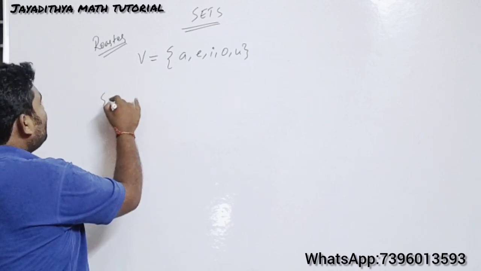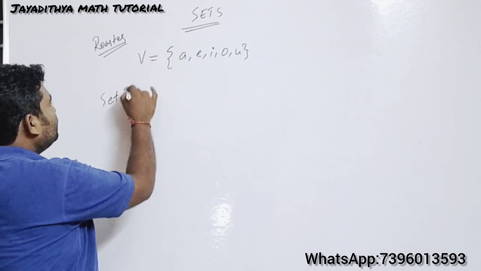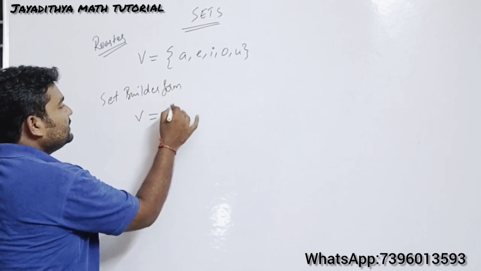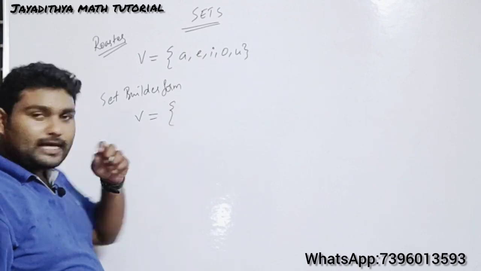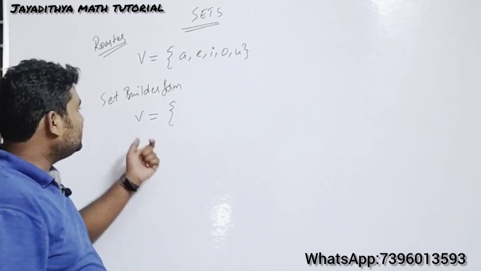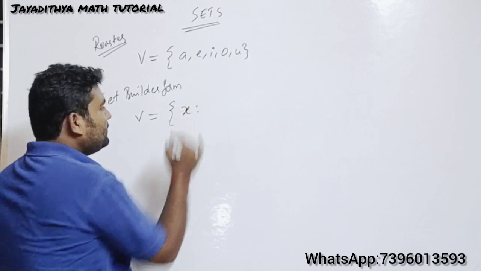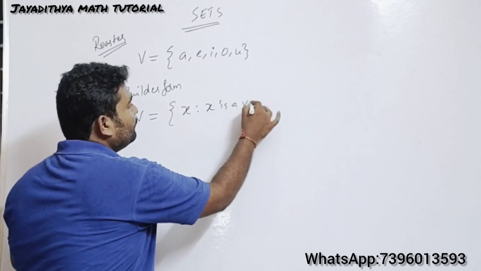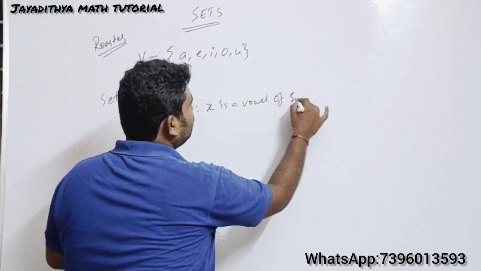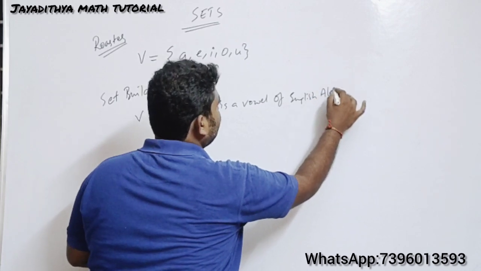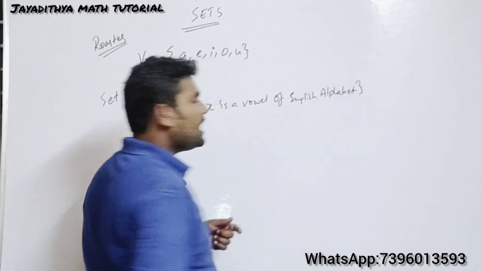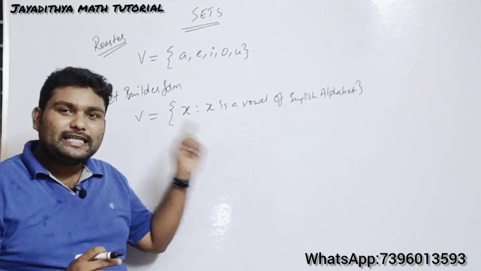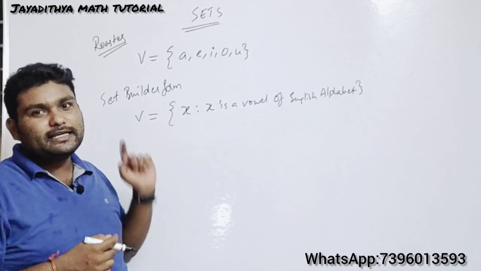So see here, if you want to represent the same set in the set builder form, how to write? V is the set here. First you observe what I am writing here: x colon, and again x is a vowel of English alphabet. Right, now you understand this one. This is the syntax you should definitely use when you are writing a set in the set builder form.